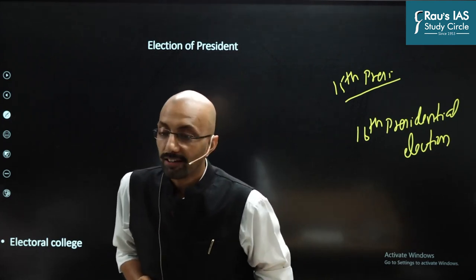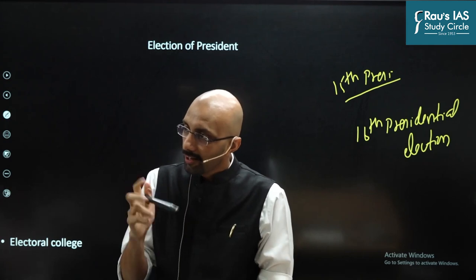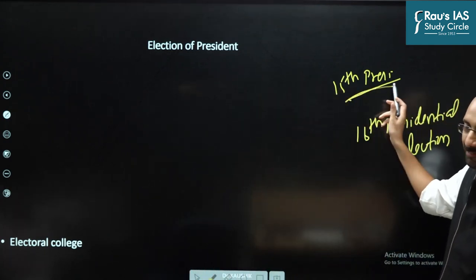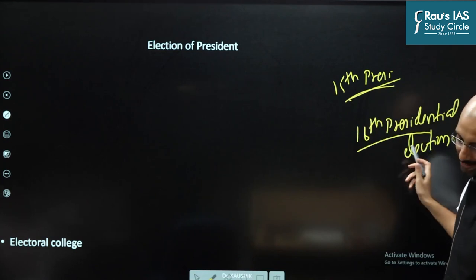It is because Dr. Rajendra Prasad was president for two terms, na? So we have one less president. So 15th president, but elections are 16th, right? Okay.